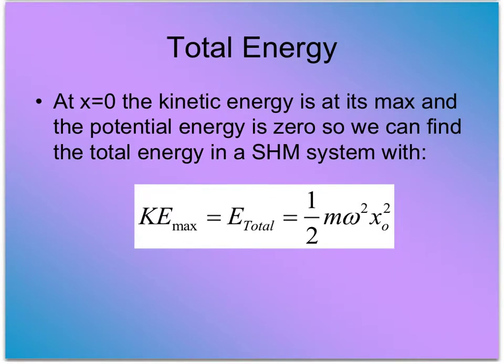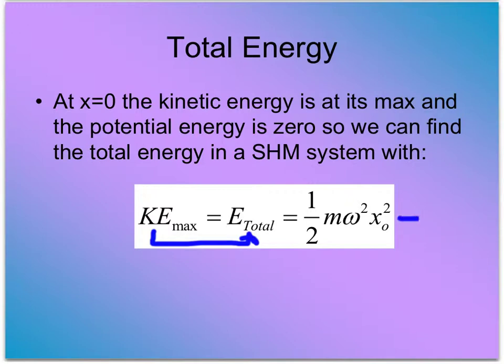Now, at x equals 0, so when the displacement is 0, when it's at the equilibrium position, the kinetic energy is at its max, and the potential energy is 0. So if we look at the kinetic energy at the equilibrium position, that also tells us the maximum energy in the system, or the total energy in the system, because that's where all of the energy is kinetic and there's 0 potential. So the kinetic energy max is the same as the total amount of energy.